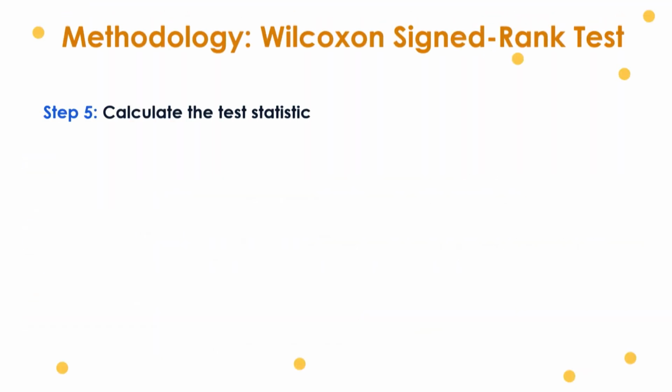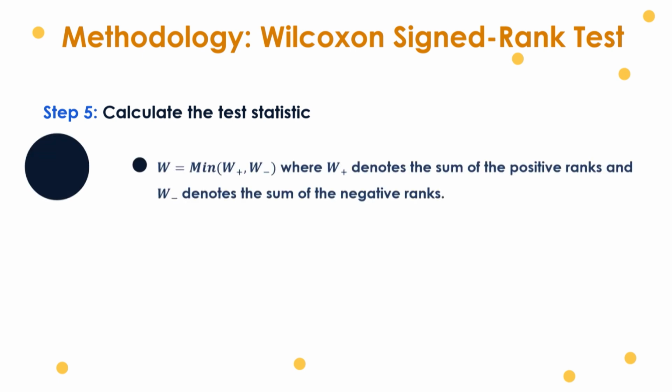Step 5 is to calculate the test statistic. What is the formula for the test statistic? We calculate the Wilcoxon sign rank statistic, represented as W. We calculate the minimum of W plus and W minus, where W plus denotes the sum of positive ranks and W minus denotes the sum of negative ranks. Then we have to find the critical value, that is, the table value.